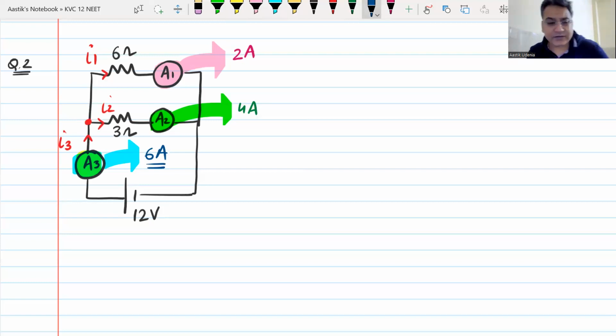So basically, whenever you are having an ammeter, you just have to find out the current in the different branches. Do we understand this? Yes or no? Does everyone get this answer? Yes, sir. Well done, sir.